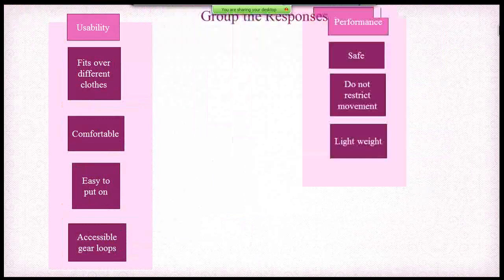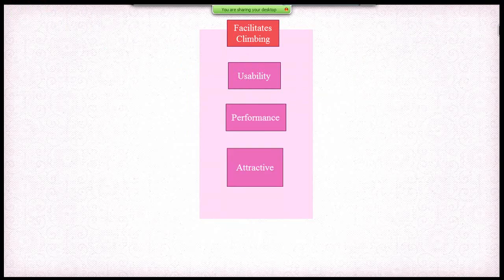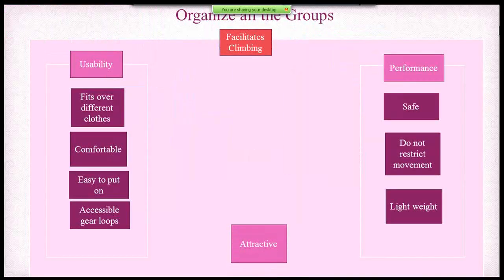Finally, we are grouping all these responses based on similarity. For example, here usability is the title card given for all the remaining characteristics. Facilitates climbing includes all these title cards in one group. We are finally organizing all the groups, which will cover all the customer requirements. That is, all the title cards are placed under a main title card.